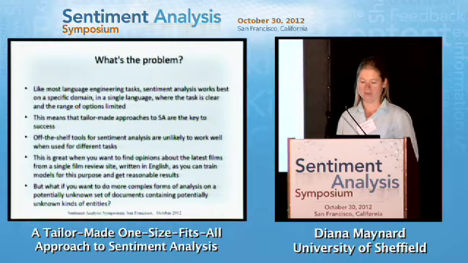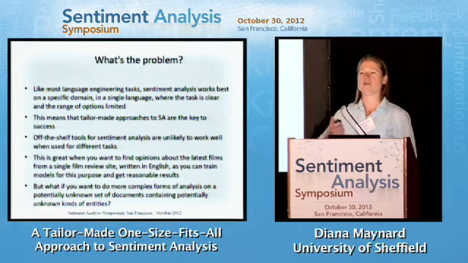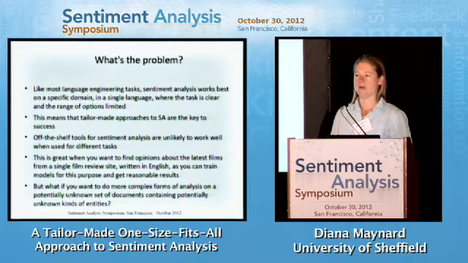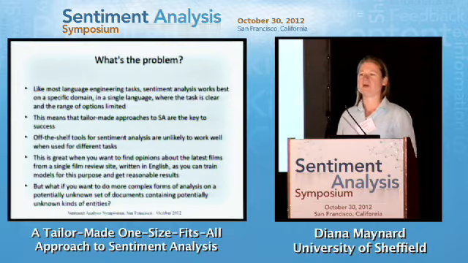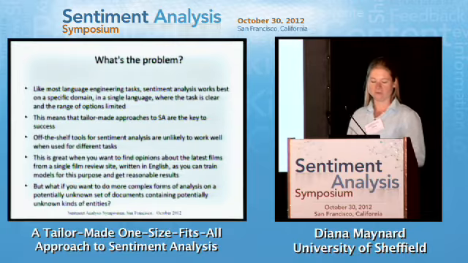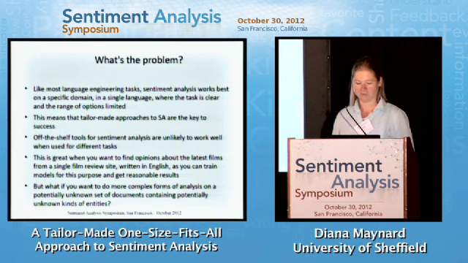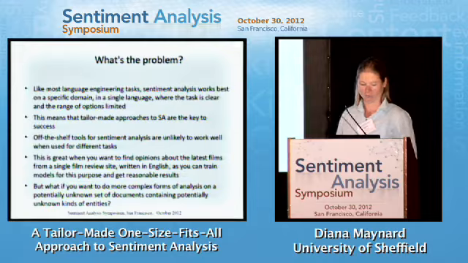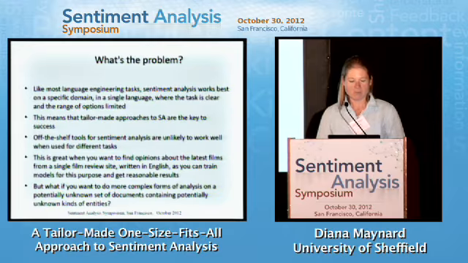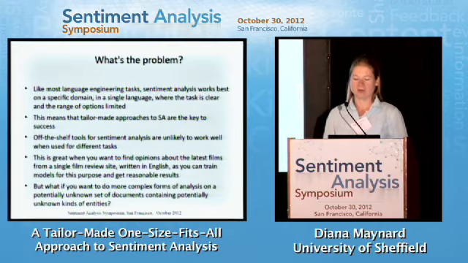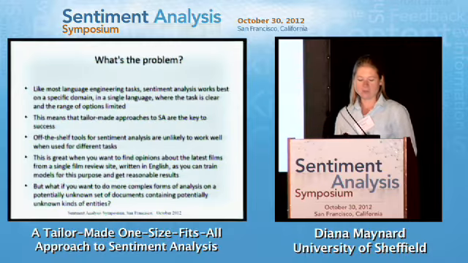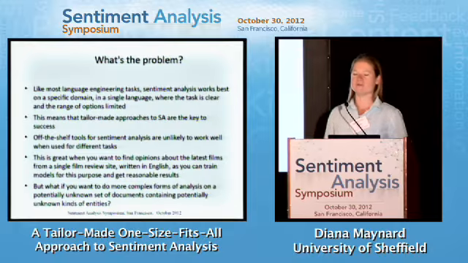Off-the-shelf tools are therefore not likely to work so well when they're used for different tasks, and there's a whole range of research in trying to adapt these tools to different tasks. So this is great when you want to find opinions about the latest films from a single film review site, written in English, so you can train models for this purpose and you can get reasonable results. All very well and good. But what happens if you want to do more complex kinds of analysis on a potentially unknown set of documents containing potentially unknown kinds of entities?